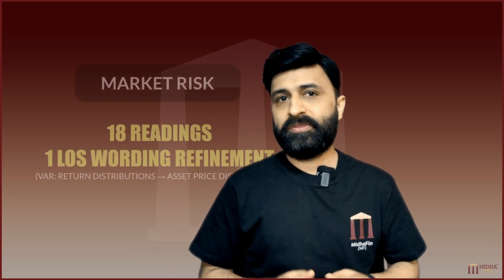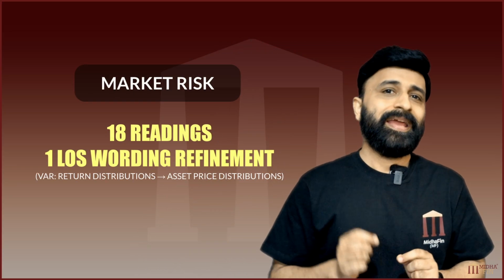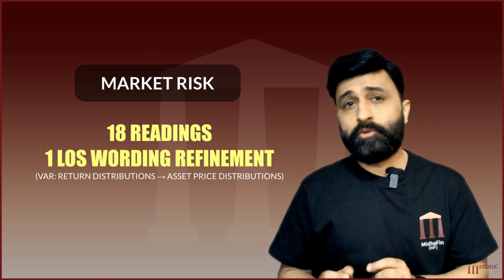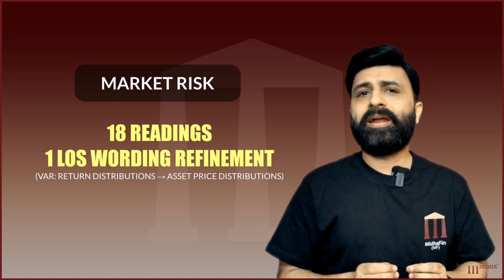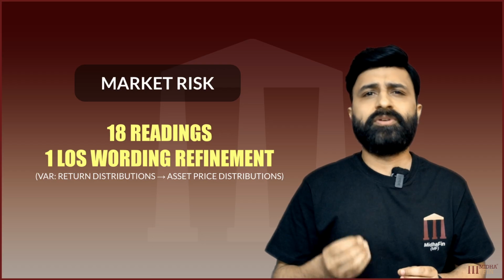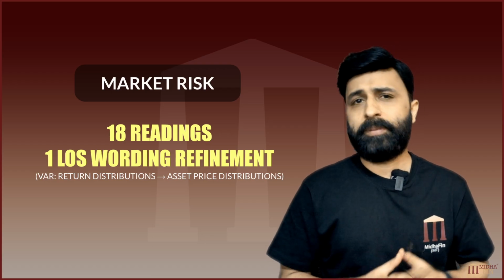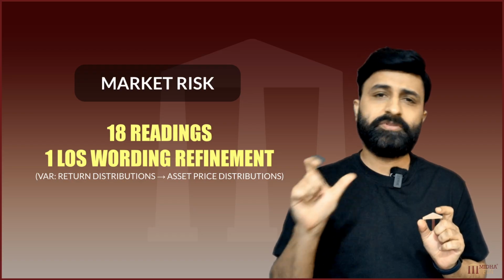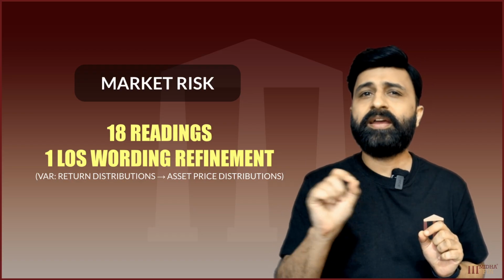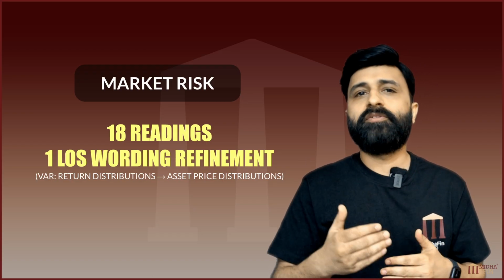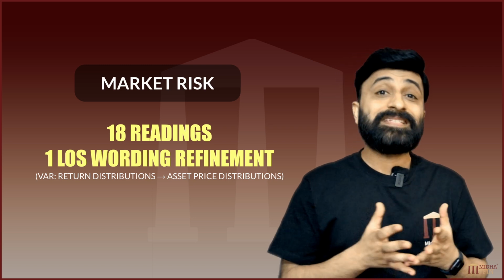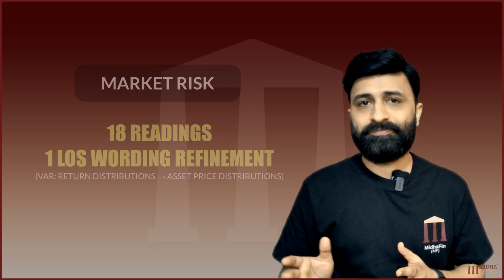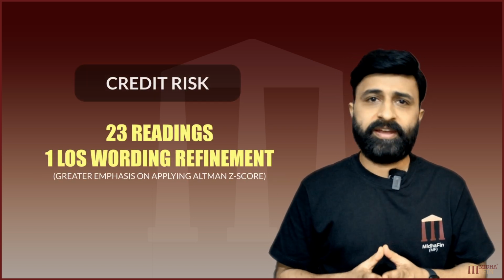Now, both market risk and credit risk modules remain structurally stable for 2026. The number of readings does not change, and there are no additions, no removals or relocations. In market risk, there is only one learning objective wording refinement in the first chapter, estimating market risk measures. That change clarifies how VaR is framed, shifting the wording from return distributions to asset price distributions. And in credit risk, there is also one learning objective refinement.